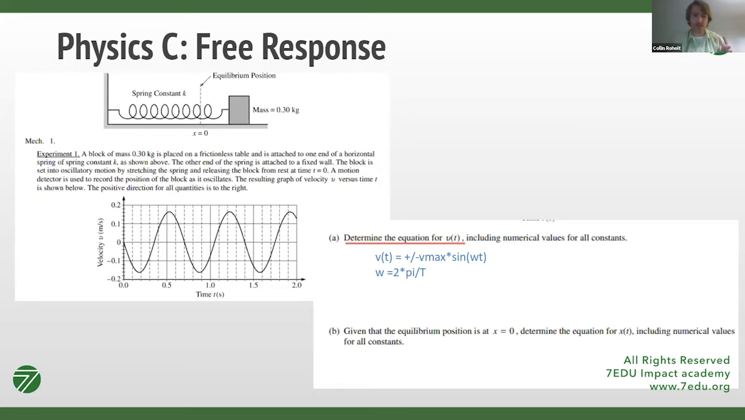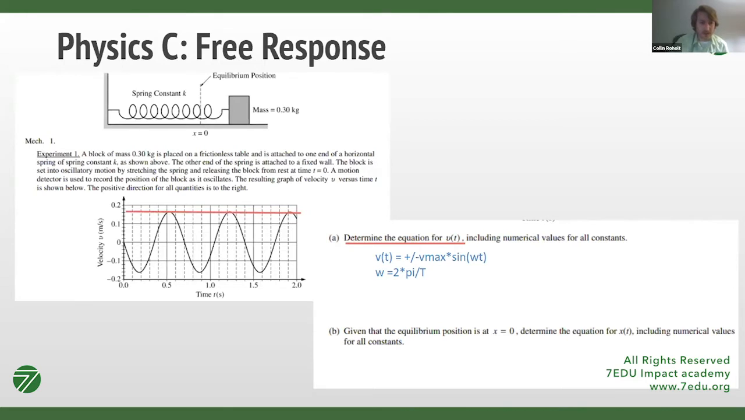Both tests, Physics 1, 2, and C, like to use graphs, and they like to make you analyze how to take important information from the graph and apply it to what I need to know. So here we need to be able to find V max. We need to be able to find the period. We need to find our frequency.